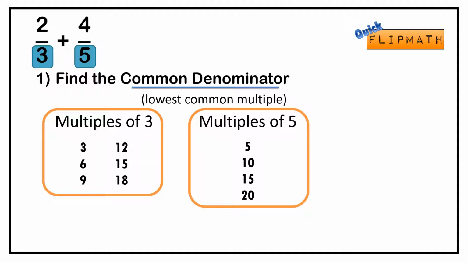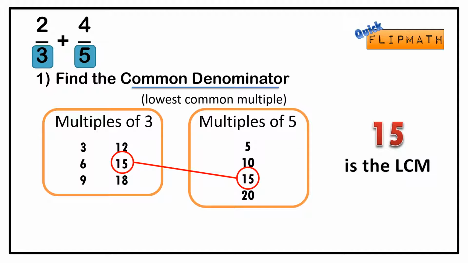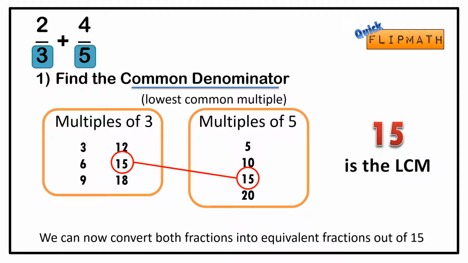We're looking for the smallest number that's common to both lists. That's 15. And the lowest common multiple is 15, or the common denominator is 15. We can now convert both fractions into equivalent fractions out of 15.